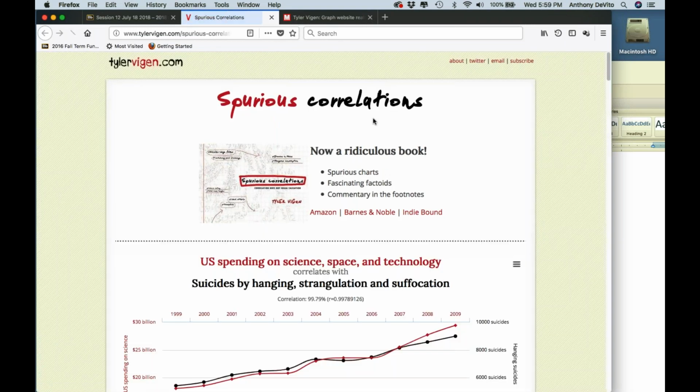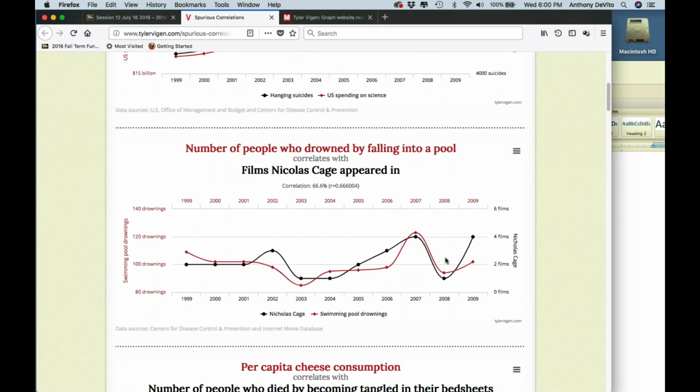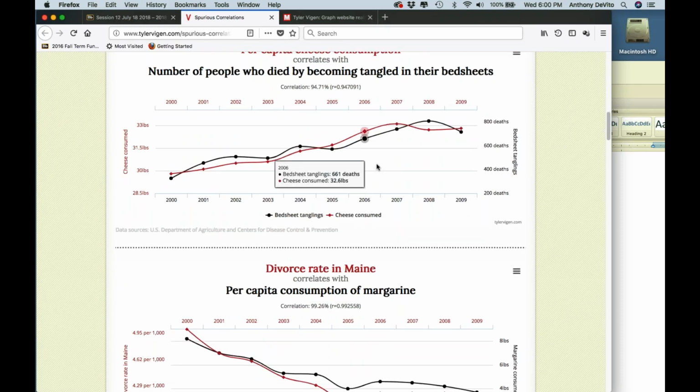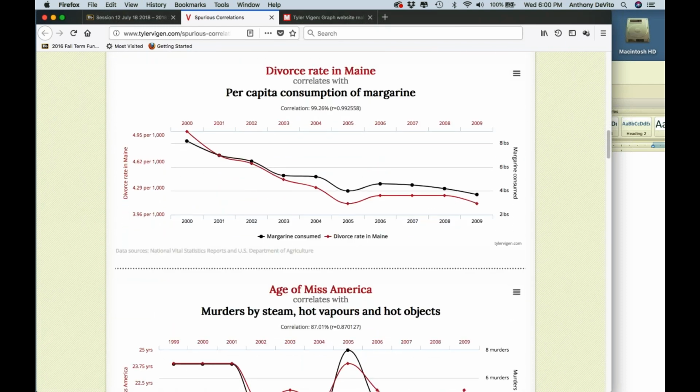It's called Spurious Correlations. Suicides by hanging, strangulation, and suffocation, and the amount that the U.S. spends on space science over this period of a decade. Pretty strong association there. Number of people who drowned by falling into a pool correlates with the films Nicolas Cage appeared in. Number of people died, so on and so forth. We saw that one. Per capita consumption of margarine is related to the divorce rate in Maine.